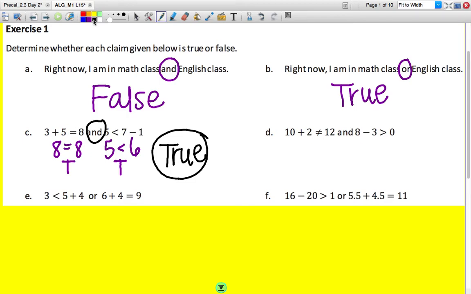Look at D. 10 plus 2 is 12. So bring down the not equal symbol, 12. 12 does not equal 12. That is false. 8 minus 3 is 5. 5 is greater than 0. That is true. Our keyword here is and. And means that both statements have to be true. And in this case, they aren't. So this would be false.